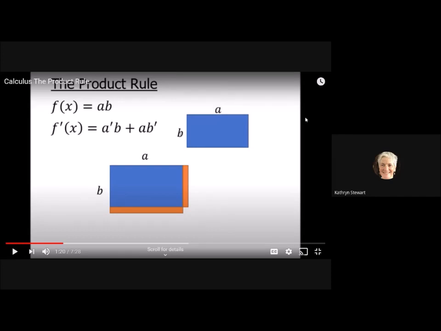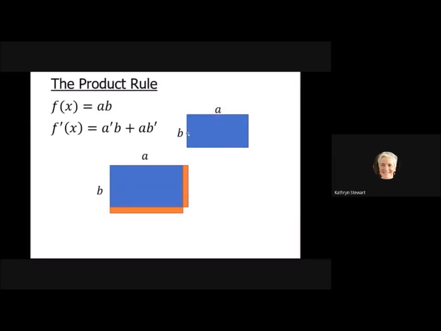Are you ready? Here's Mr. Haas. Imagine that A and B represent the sides of a rectangle. So A times B, of course, would be the area of this rectangle. Now imagine I'm stretching the rectangle in the horizontal direction, so the length of A is changing, and I'm stretching it in the vertical direction here, so B is changing.